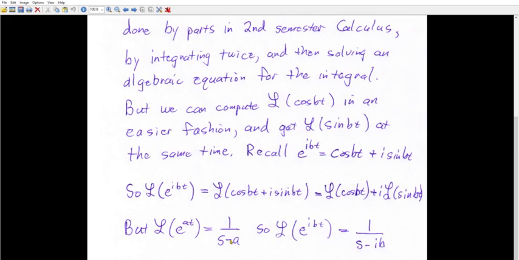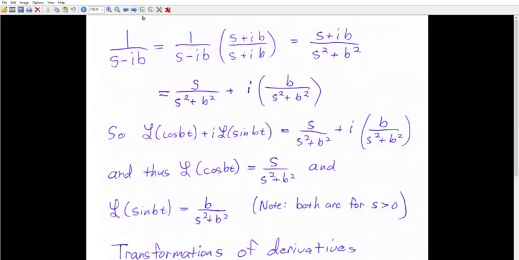So we just insert ib every place that we see an a here, and we have the Laplace transform of e to the ibt is 1 over s minus ib. Now, all we really have to do is take s minus ib and put it in a more convenient form. We multiply top and bottom by the complex conjugate. On the top, we get s plus ib, and on the bottom, we get s squared minus i squared b squared, which is plus b squared. So you've got s plus ib over s squared plus b squared.